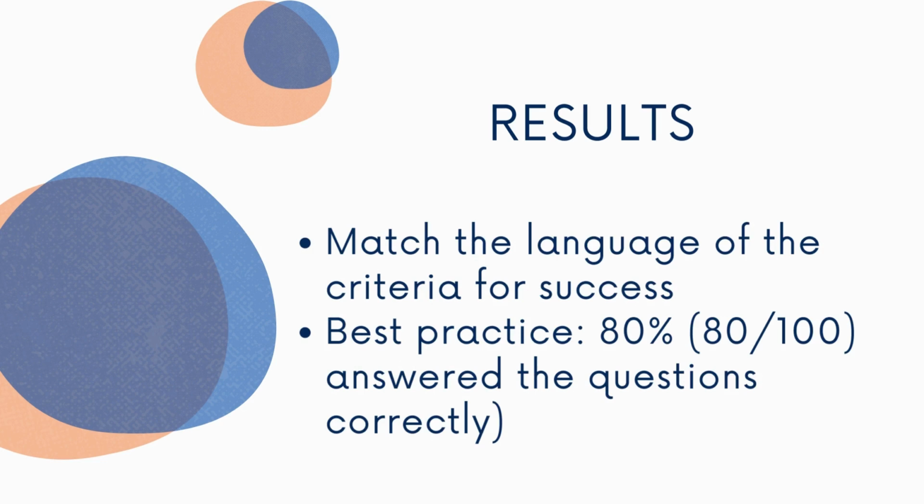As you write your results, make sure you write them in a way that matches the language of the criteria for success. For example, if the criteria was at least 80% of students will answer the embedded questions correctly, then your results should be what percentage of the students answered correctly. A common mistake here would be to include the number of students rather than the percentage. For example, 80 students answered the question correctly. This does not allow us to compare to the criteria. Best practice would be to put 80% or 80 out of 100 answered the question correctly.